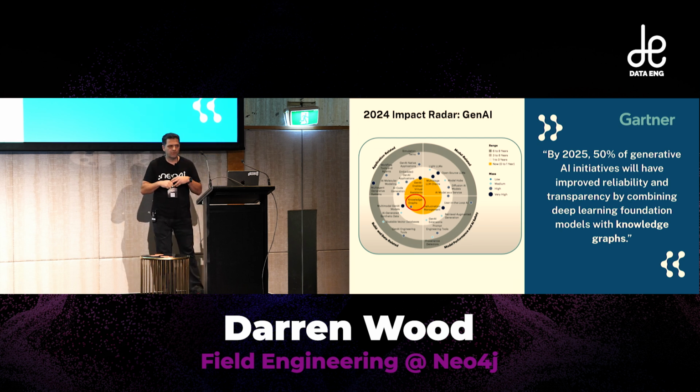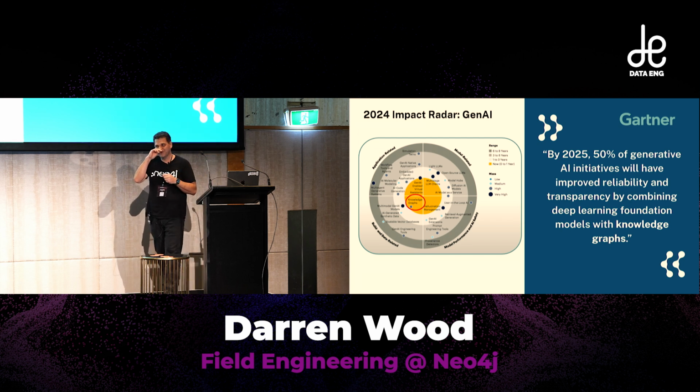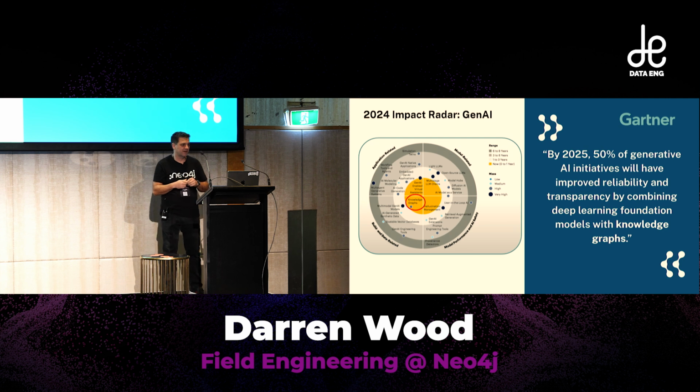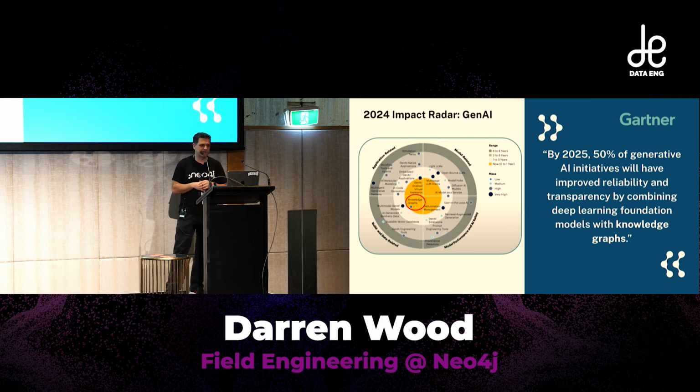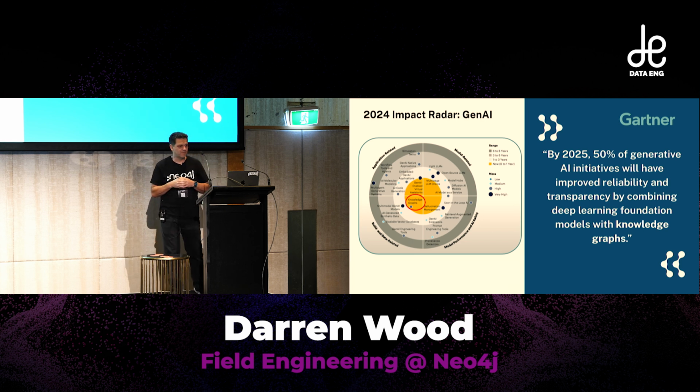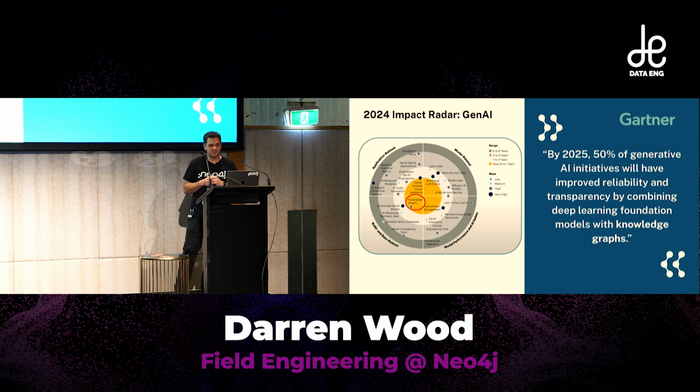And so we're not really the only ones that think that knowledge graphs are important to Gen AI. Obviously, there are industry bodies like Gartner that see knowledge graphs as basically in the bullseye of the impact radar for Gen AI. And so they're very much front and foremost in this area.